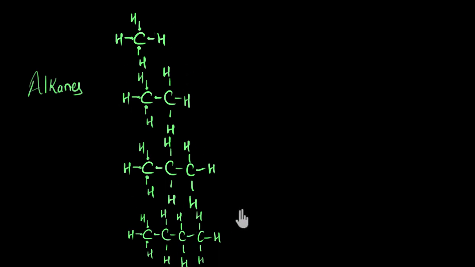Now let's try to find out their general molecular formula. For this, let's write down the molecular formula of each of these compounds. So methane here has 1 carbon and 4 hydrogens. So its formula is going to be C1H4, because there are 4 hydrogen atoms. Similarly, this compound has 2 carbon atoms, so C2, and there are 6 hydrogen atoms. So C2H6.